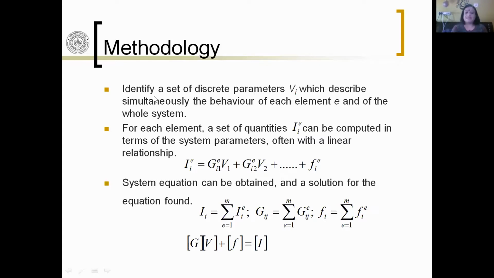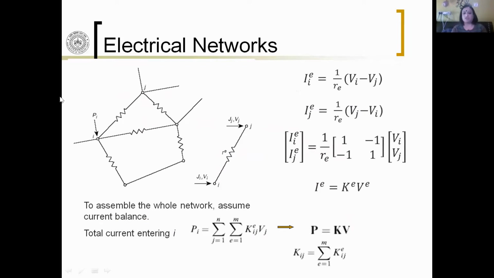Firstly, it's easy in the case of electrical circuits because you've been doing it all your life. Identify a set of discrete parameters Vi, which describe simultaneously the behavior of each element E and of the whole system. This is important. The current in branch I may be quite different from the current in branch J, but the voltage at J cannot change from branch to branch. When you are considering this branch, Vj is the same as the Vj that you're considering when you are considering this branch.